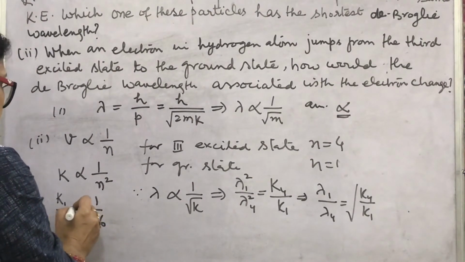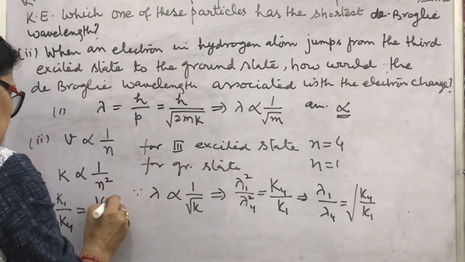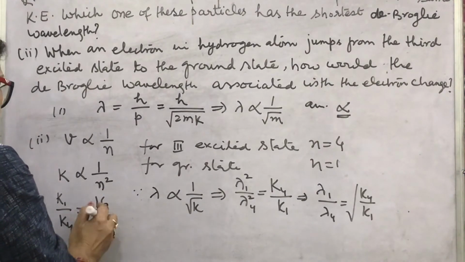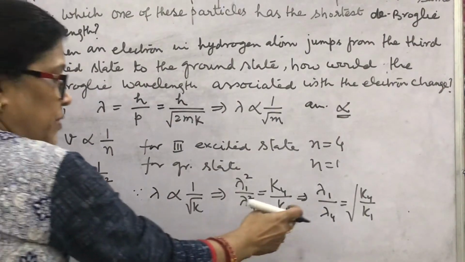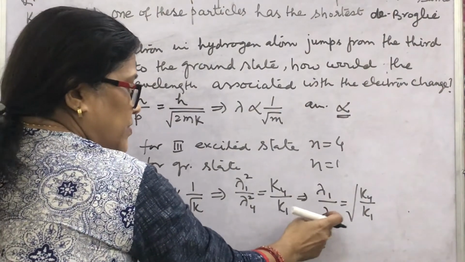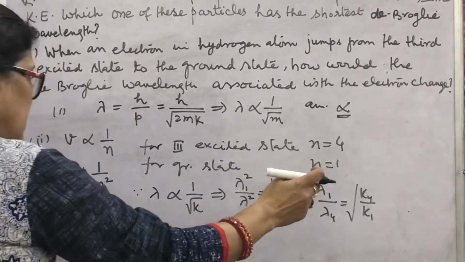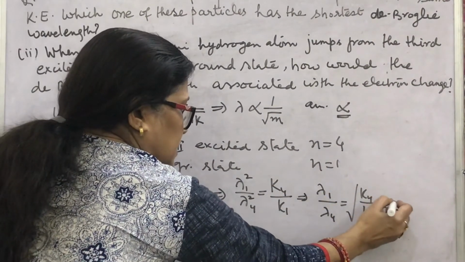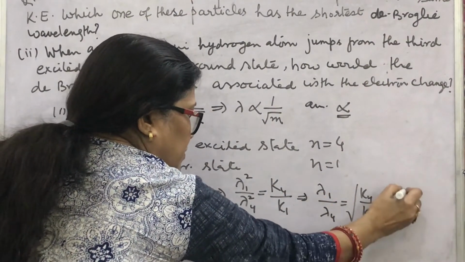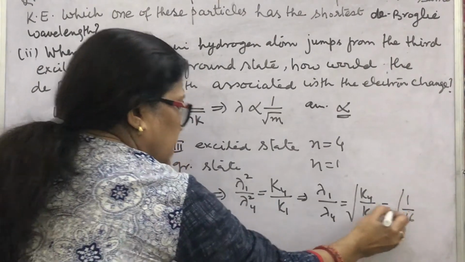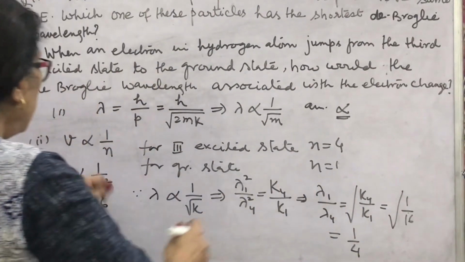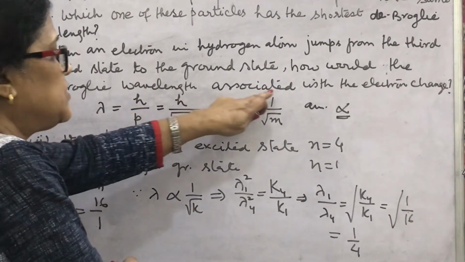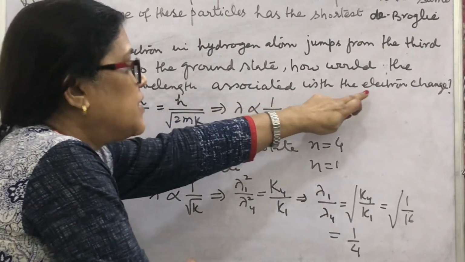Therefore here this is 16 upon 1. Why? Because this is the inverse relation. So put here lambda 1 upon lambda 4 as k4 upon k1. Then what will you write here? This will be under root 1 upon 16, or it will be 1 by 4. So in what way does the de Broglie wavelength associated with the electron change?